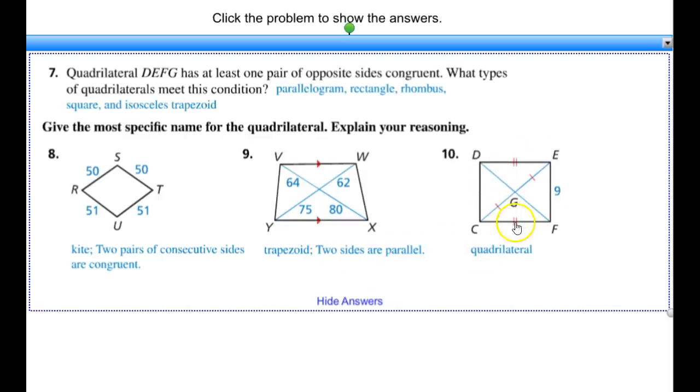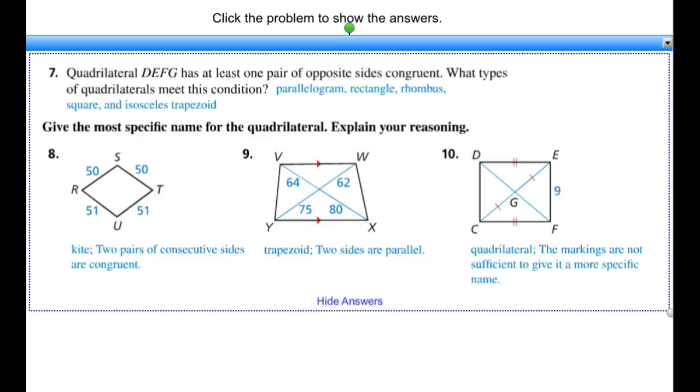Okay, then this one, I am only told that these two opposite sides are the same length, that this diagonal was bisected, and the length of this side. This does not give me enough information to know specifically what kind of quadrilateral it is. I don't know for sure that any sides are parallel. I don't know anything about the angles. So I have to leave this as quadrilateral.